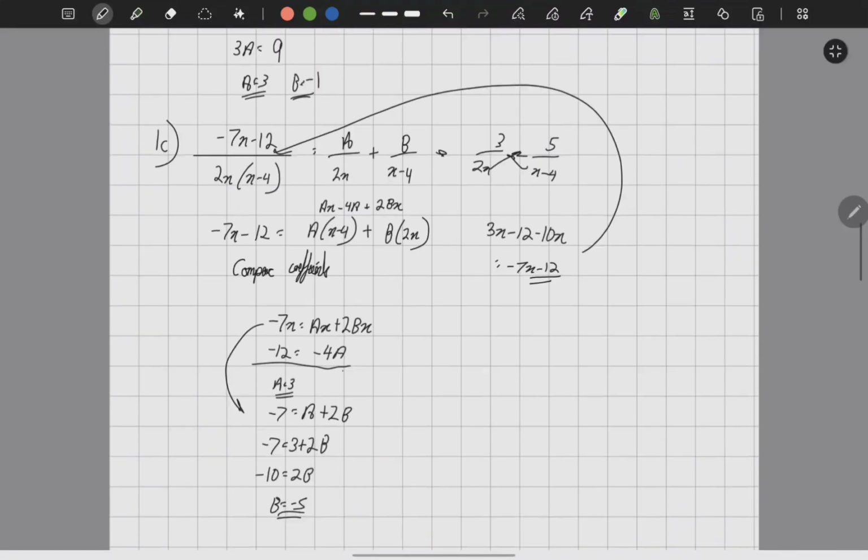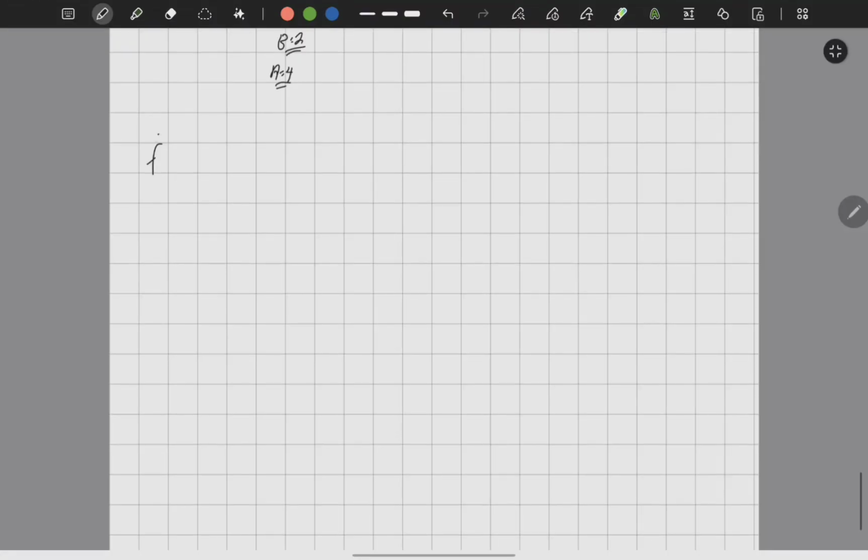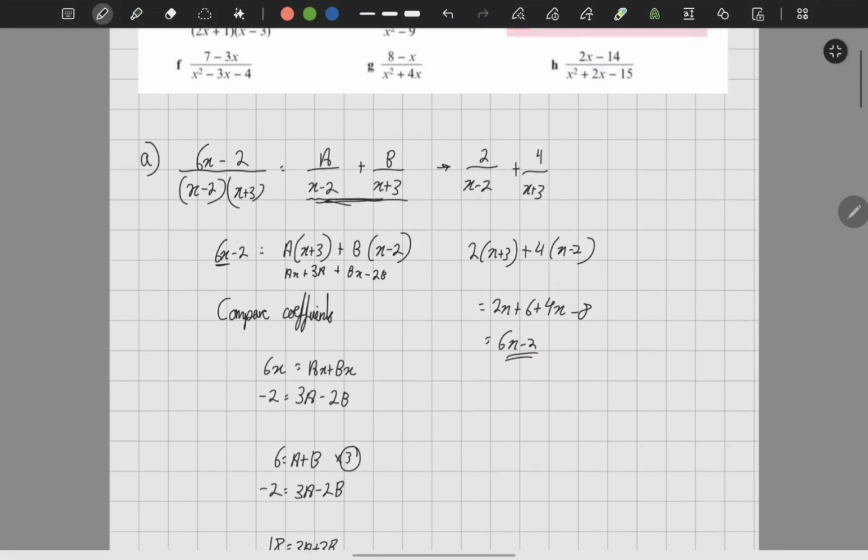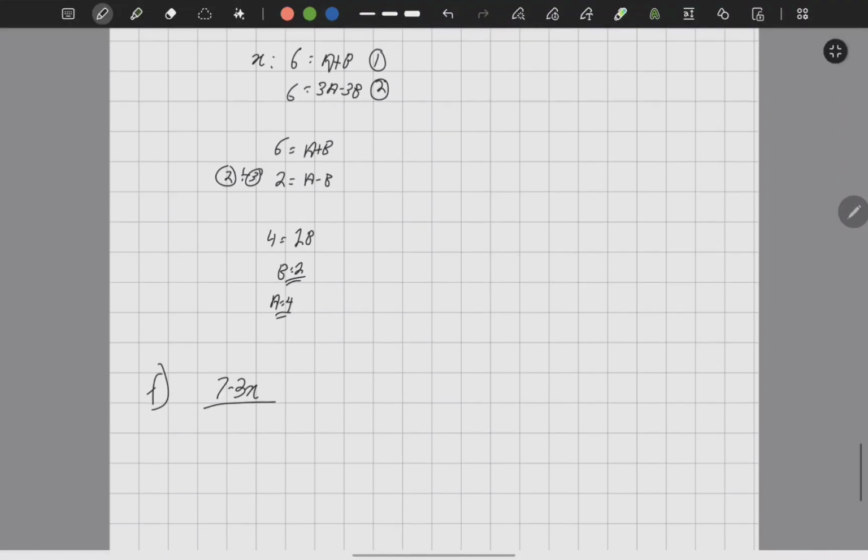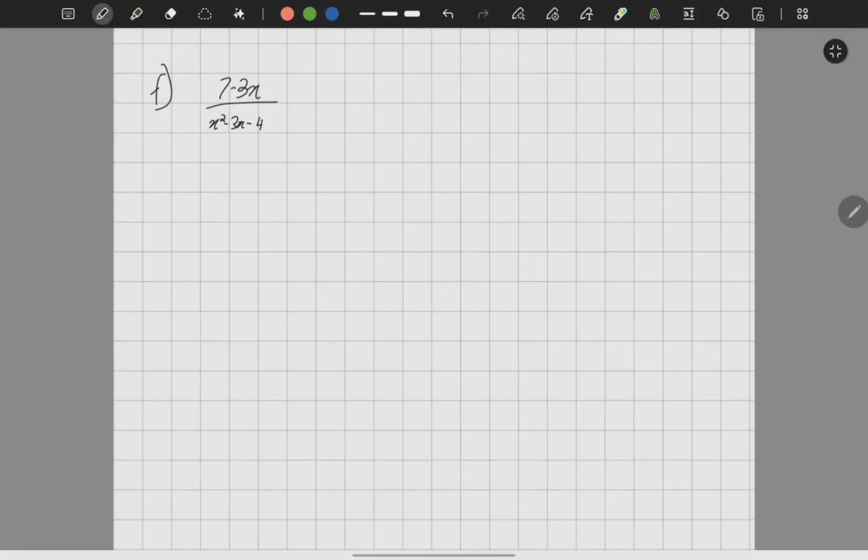F is 7 minus 3x over x squared minus 3x minus 4. Here we have to factorize, and you can use a calculator if you want, but I'm just going to do it straight. I can see that the two factors will be minus 4 and plus 1, because minus 4 times 1 is minus 4, and minus 4 plus 1 is minus 3.